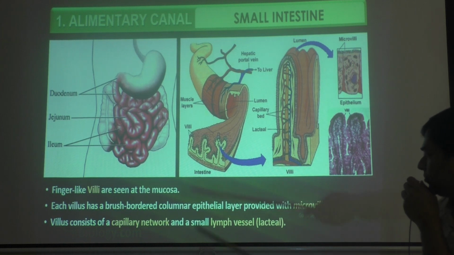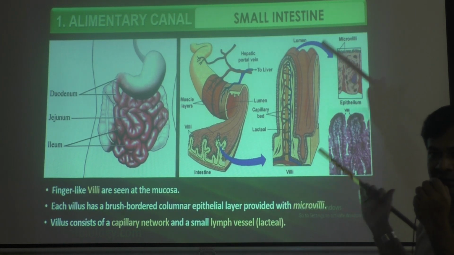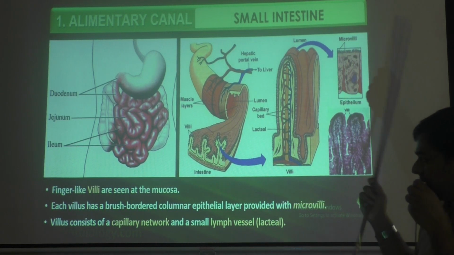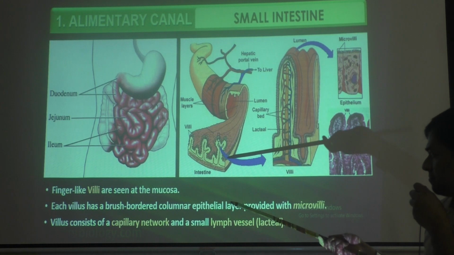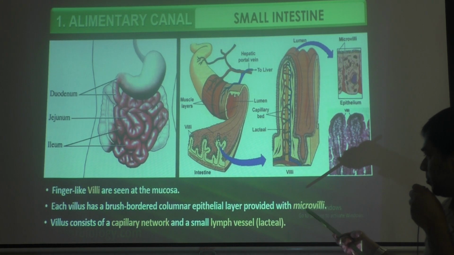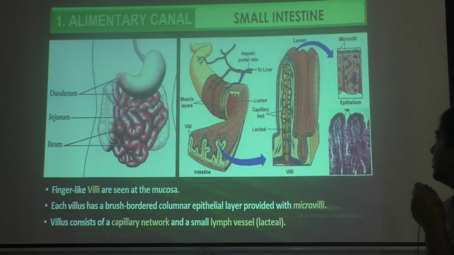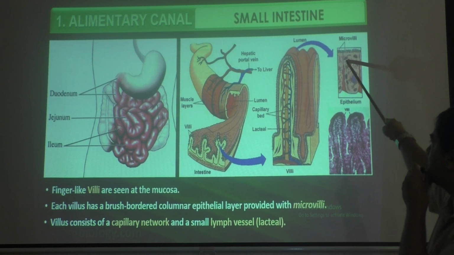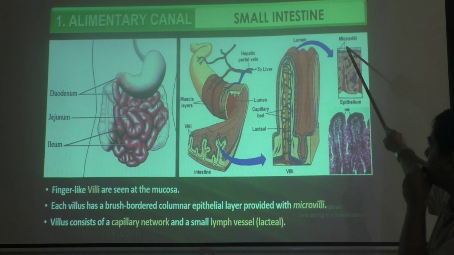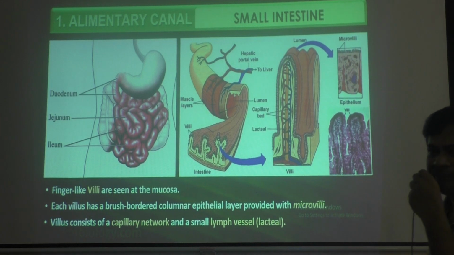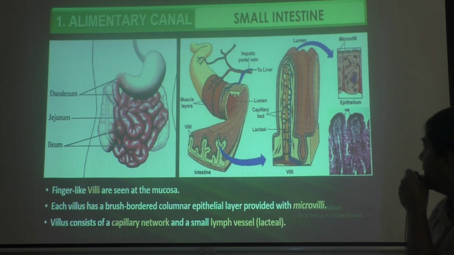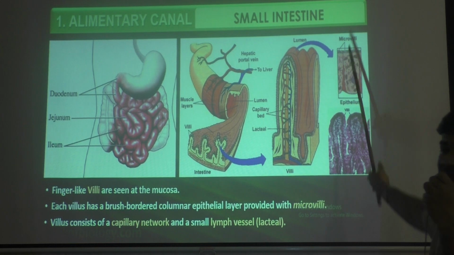Villi is the plural form, and the single is called villus. Each villus has a brush-bordered columnar epithelial layer provided with microvilli. You can see there that they are showing that. Each villus has columnar, long column-like epithelial tissue with a brush border. You can see here the small finger-like structures, again, that is called microvilli. You can see that in this picture very clearly.